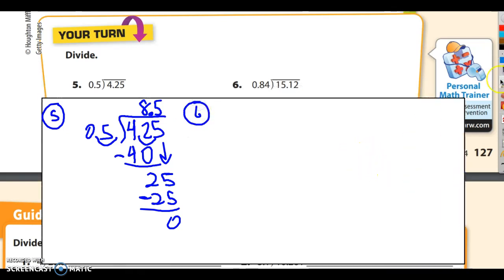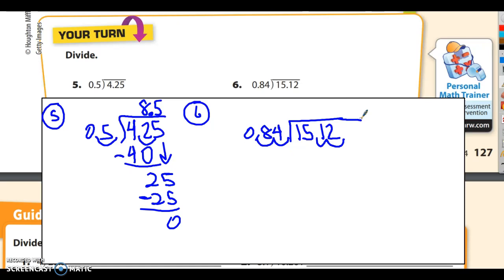I'll help you. We've got 15 and 12/100 being divided by 84/100. 84/100 is a decimal. It needs to become a whole number, so I move my decimal 2 places to the right. If I do that to the divisor, I have to do that to the dividend. So my decimal is way out here now.